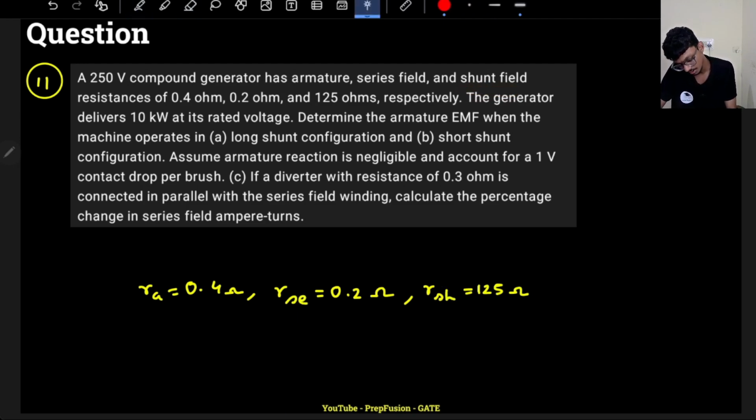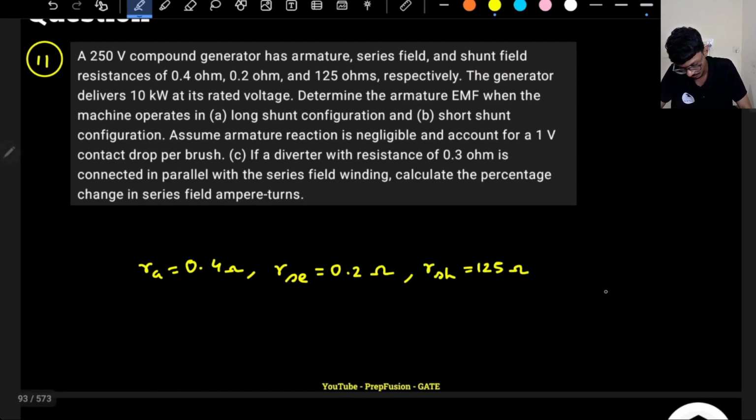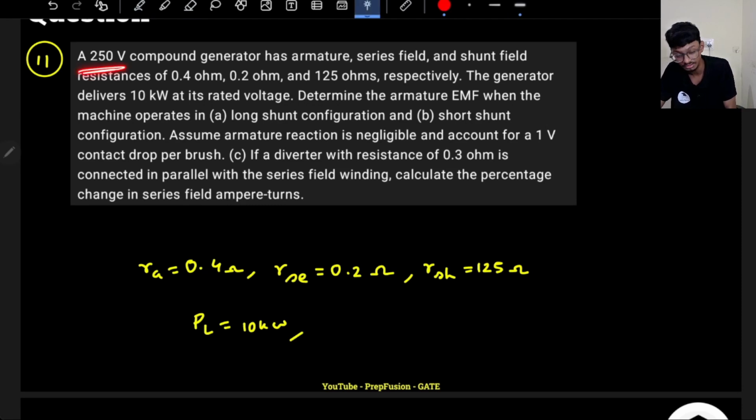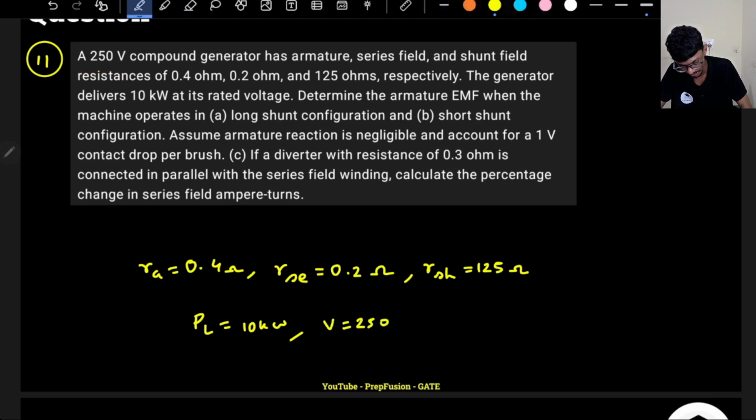The generator delivers 10 kilowatt at rated voltage. That means in the supply load it is delivering 10 kilowatt. Very important to understand: my power delivered, P load, is 10 kilowatt at rated voltage. The rated voltage of the generator is 250. This is the terminal voltage, not the generated voltage. Keep this in mind, whenever they give the voltage they give the terminal voltage. So 250 volt is the rated voltage, and it is supplying power at rated voltage. So what will be the current?